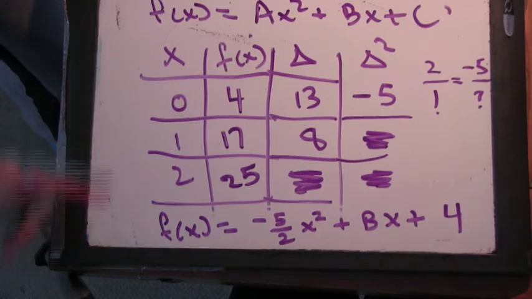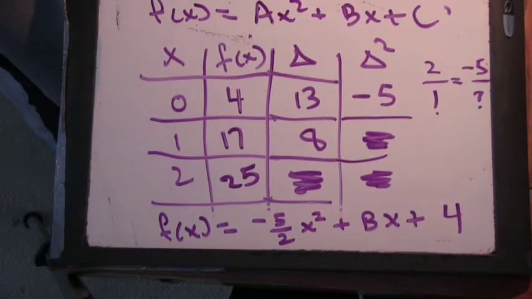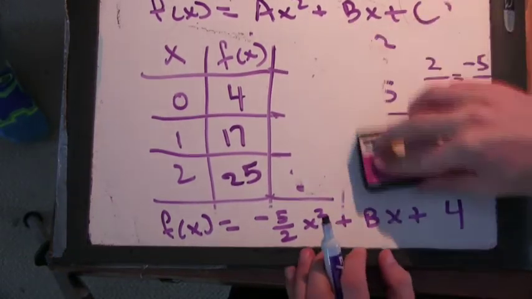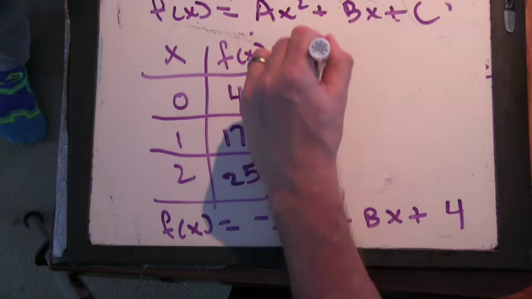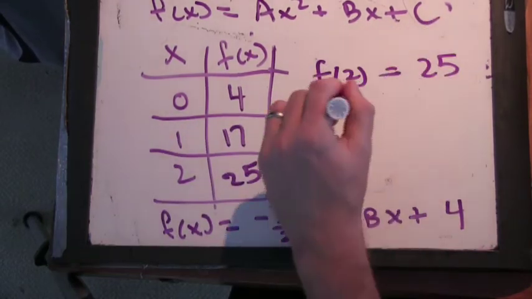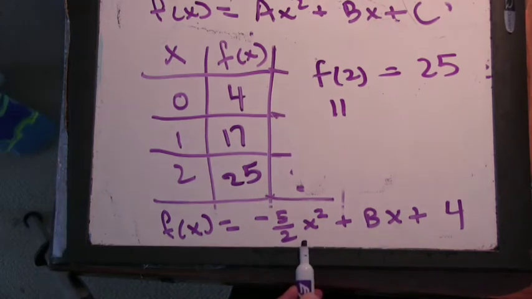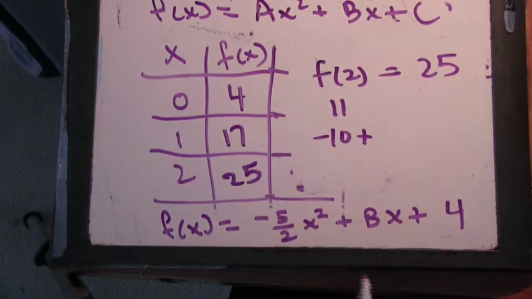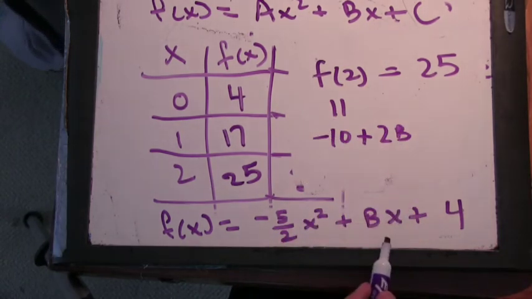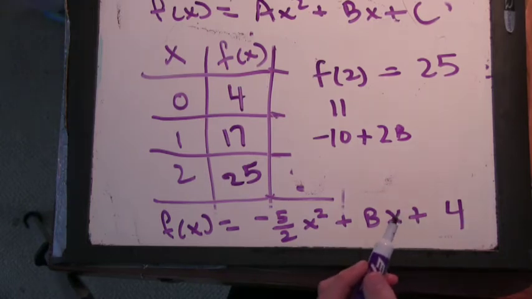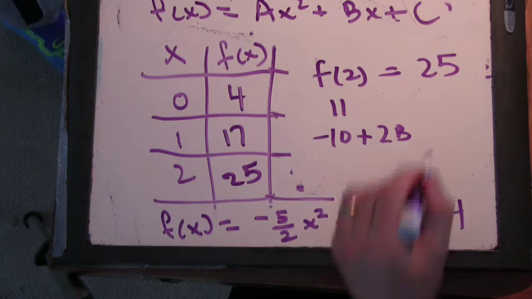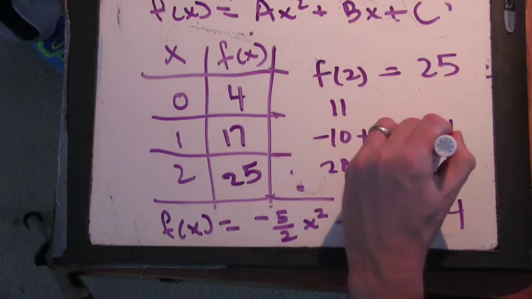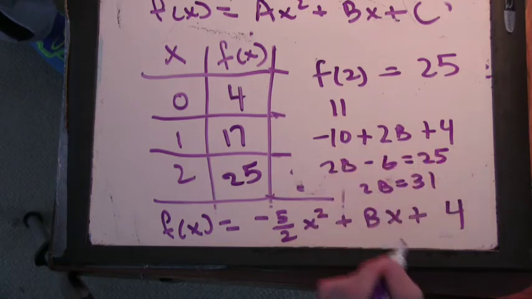We can plug in any one of these. Not 0, because it's not going to tell us anything. So let's plug in 2. I have to give myself some room by erasing these deltas. f of 2, from our chart, is 25. From our formula, minus 5 halves times 4 is minus 10, plus 2b, plus 4, and this has to equal 25. So 2b minus 6 equals 25, so 2b is 31, and b is 31 halves.